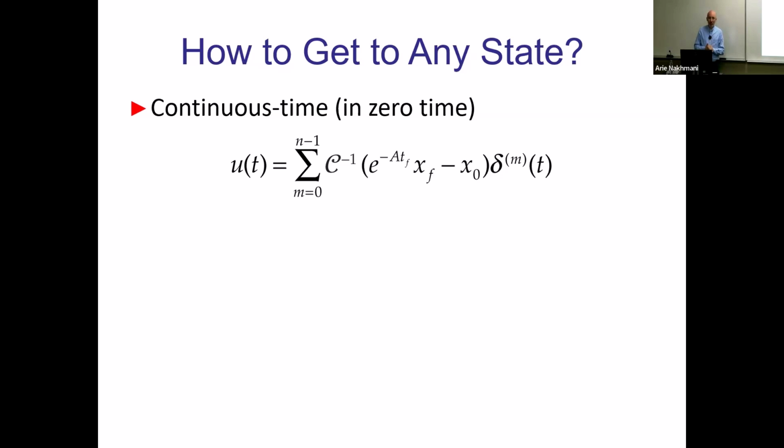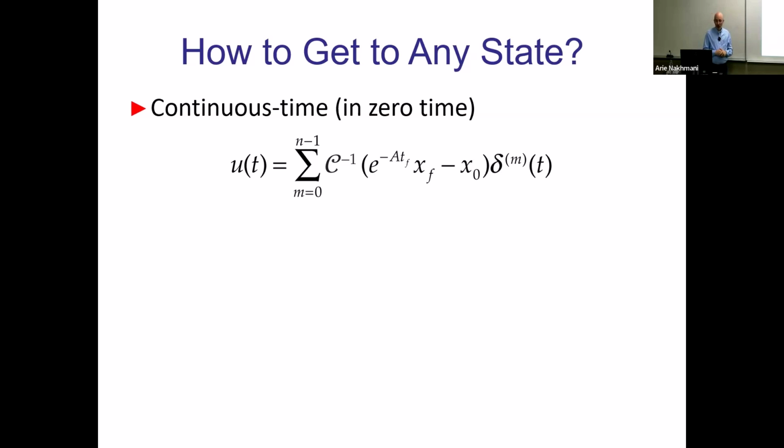Another question: how to actually get from state 0 to state F, the final state, right? And for that, you have formulas. Formulas are pretty simple, more or less theoretical. Not many people are actually using them for any practical purposes, but you just need to be aware that they exist. All right, so the formula for the continuous time case looks like that.